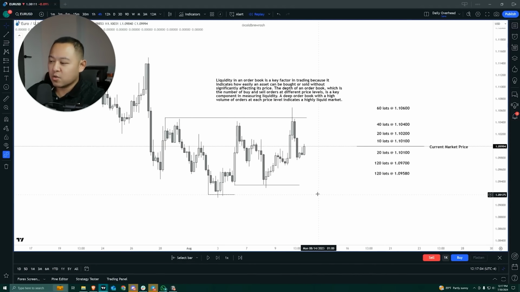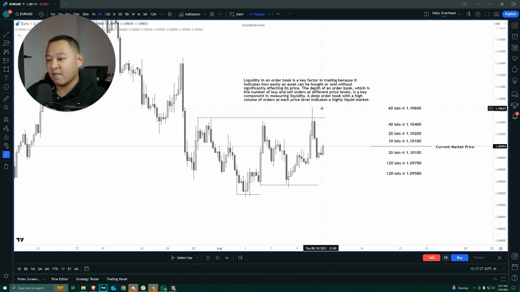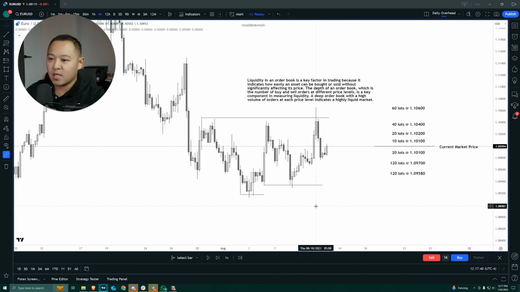So what exactly is liquidity? Liquidity in an order book is a key factor in trading because it indicates how easily an asset can be bought or sold without significantly affecting its price. The depth of an order book, which is the number of buy and sell orders at different price levels, is a key component to measuring liquidity. So a deep order book with a high volume of orders at each price indicates a highly liquid market. And in a market like FX, this is why we see a lot of ranges, because there's a lot of volume and a lot of transactions occurring on both sides of the market. So when we are stuck in a range, really, what does that mean?